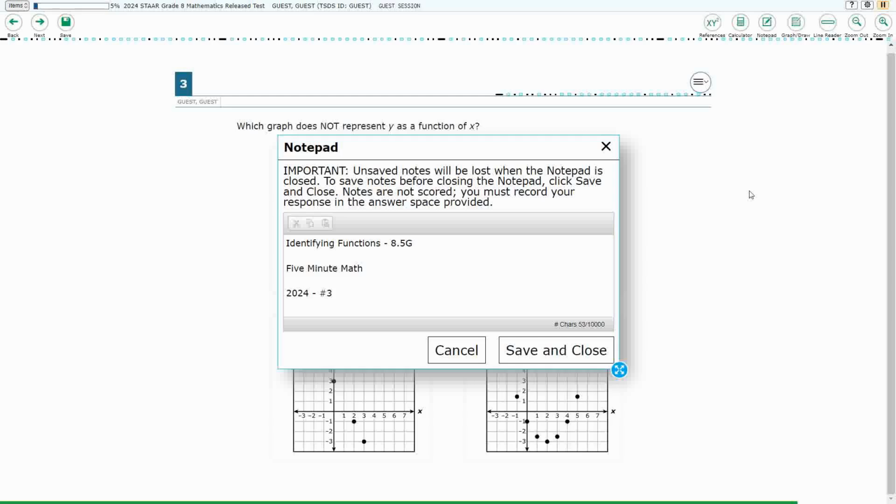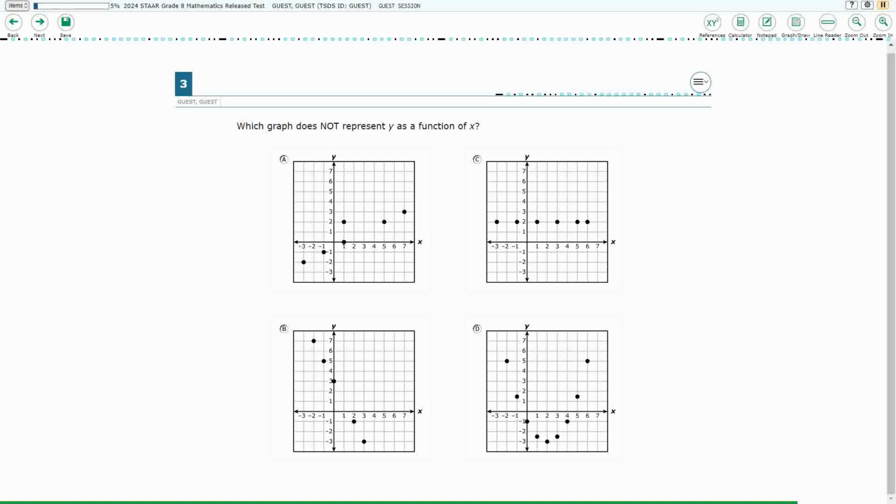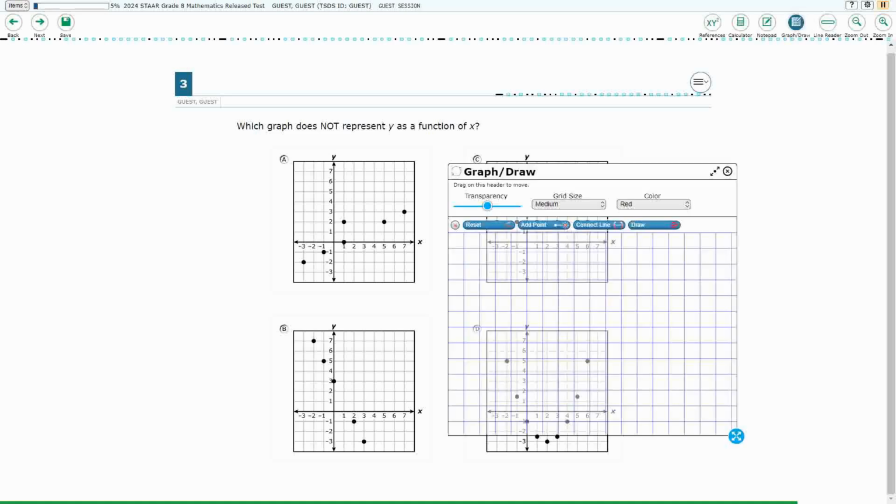Today we are looking at the 8th grade concept of identifying functions. This is standard 8.5G in the great state of Texas, and we are using item number 3 of the 2024 released STAAR test. If you haven't done so already, please go ahead and take a moment to pause the video, work this problem out on your own, unpause it, and we will look at our answers together.